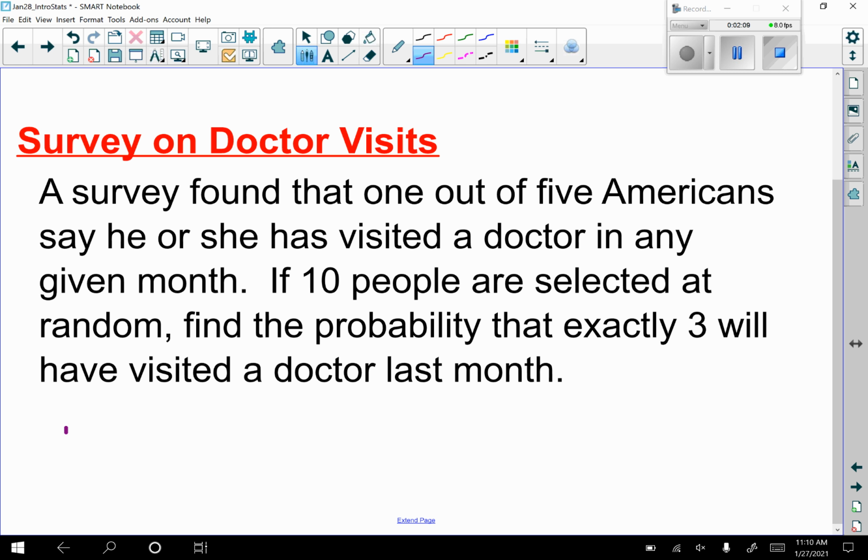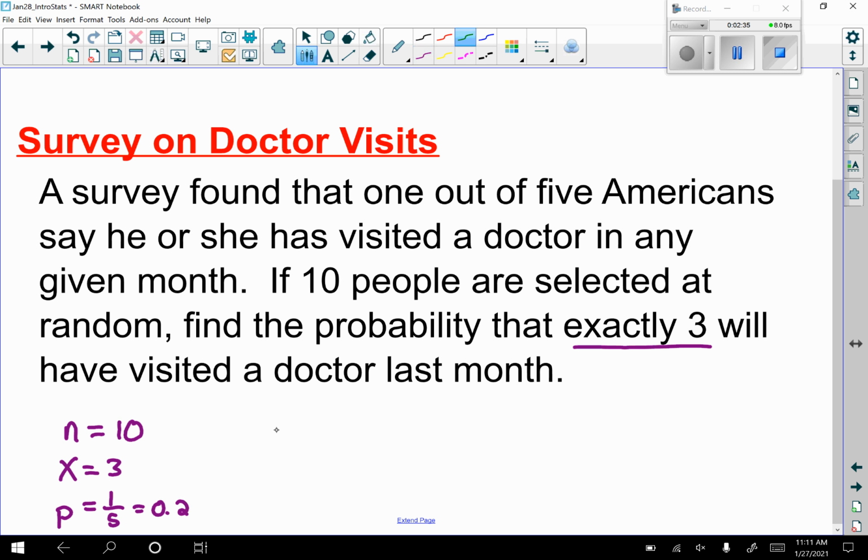So n is the number of trials, or in this case, the number of people that were surveyed at random. So that's going to be 10. We're asking 10 people. x is the number we want, exactly 3, so x is going to be 3. And the probability of success is 1 out of 5, so we can say 1/5 or 0.2.